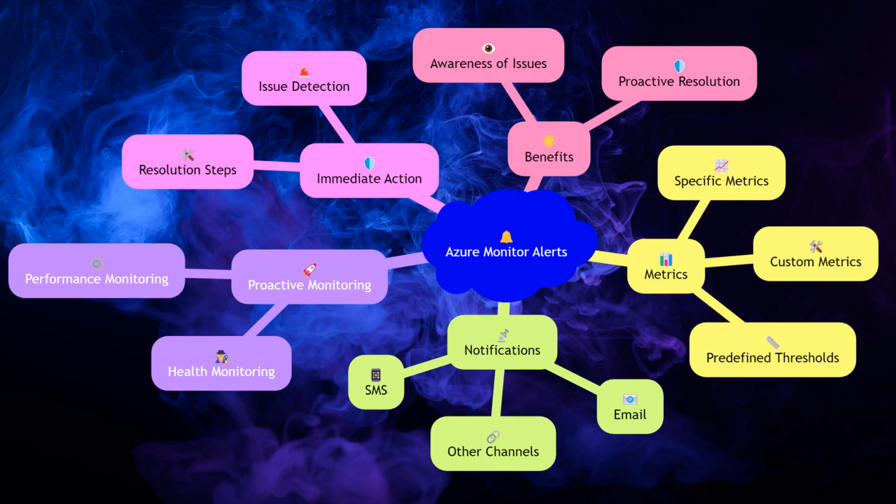Alerts in Azure Monitor allow you to proactively monitor the health and performance of your resources by notifying you when specific metrics exceed predefined thresholds. You can create alerts for any metric collected by Azure Monitor, including custom metrics. Alerts can be configured to send notifications via email, SMS, or other channels, allowing you to take immediate action when an issue is detected. By setting up alerts, you can ensure that you are always aware of potential issues and can take proactive steps to resolve them before they impact your applications and services.